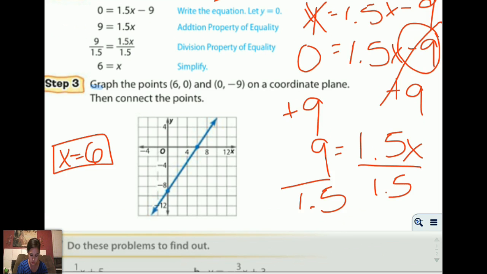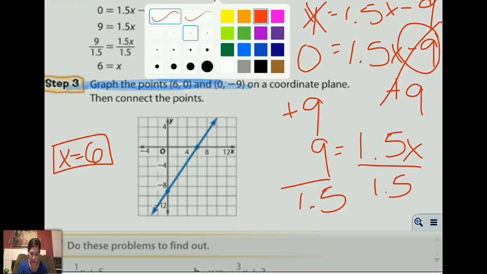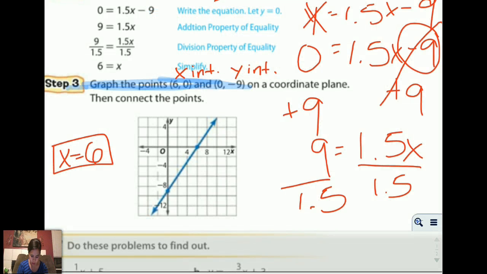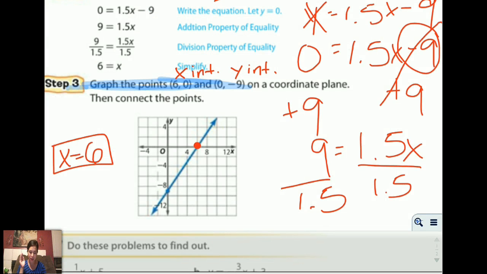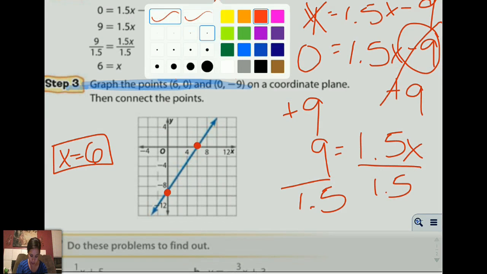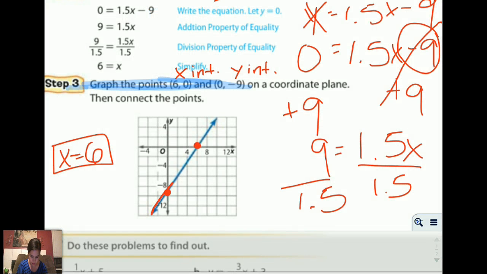Then we're going to use those points that we found to graph. Here, the (6, 0) is my x-intercept, and the (0, -9) is my y-intercept. So I go ahead and graph. My x-intercept is at (6, 0). Whoa, that's a big point. Here is my (6, 0), and then my (0, -9) is down here. So graphically, that's what that would look like, and I can go ahead and connect my points, and I'm done, and I have my line.